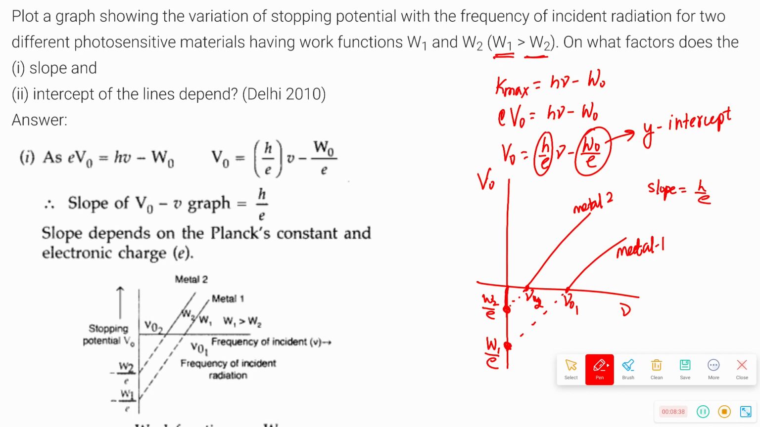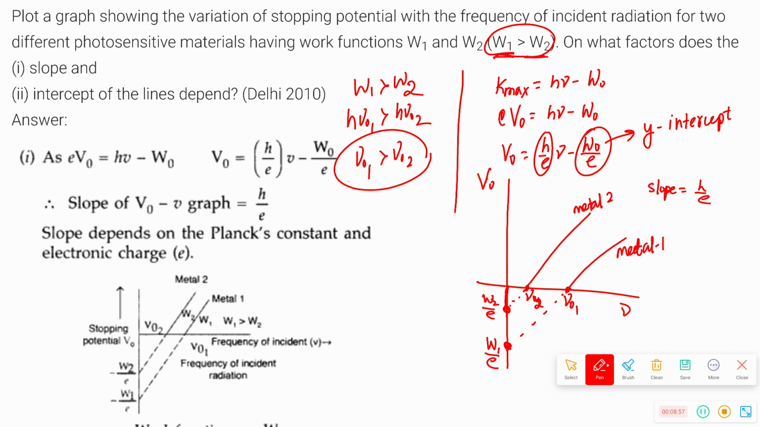Or in another way you can understand: as work function 1 is greater than work function 2, that means h nu naught 1 is greater than h nu naught 2, and nu naught 1 is greater than nu naught 2. So nu naught 1 will be higher on this axis, and 2 will be lower. This representation is important. You should represent properly which is metal 1 and which is metal 2, otherwise the graph will become wrong if you put them by mistake the other way.